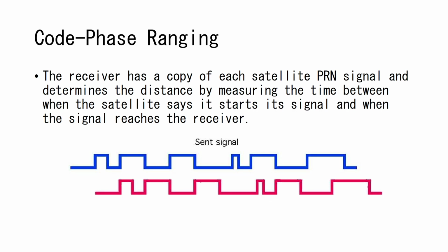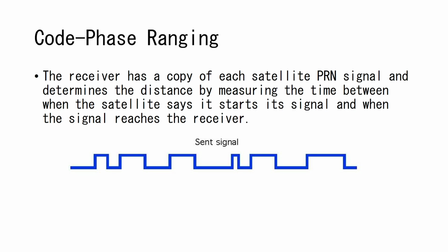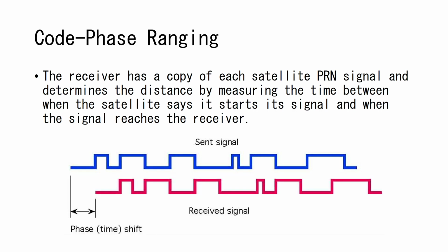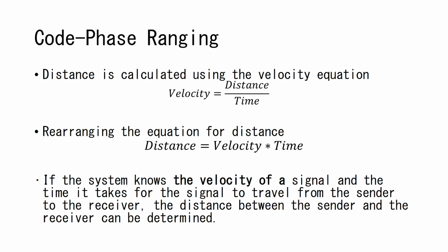And so what your receiver does is going to basically try to shift the received signal to match its signal that it has in its database to make sure that the two are the exact same PRNs. And so we shift that sent signal back till they match correctly, and then that amount of shifting that we do, that's going to be our phase shift or our time offset shift. And that time offset is going to be what we're going to be using to actually calculate the range or the distance. And the way we calculate that is just using a simple rearrangement of velocity equation.